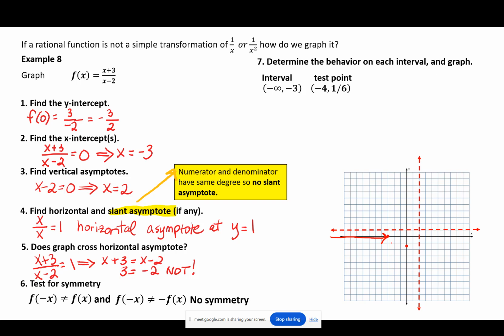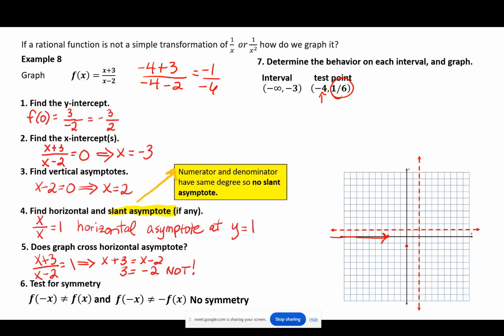We're going to check all the points between negative infinity and negative 3. We only have to check one of them, actually, because that will tell us what all the points are doing. So we can check any point we want to. And so I checked -4 for x. If you put -4 into the function, so -4 plus 3 over -4 minus 2, you get -1 over -6, which is 1/6.